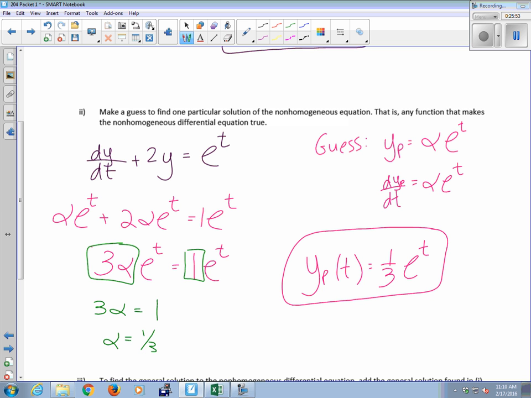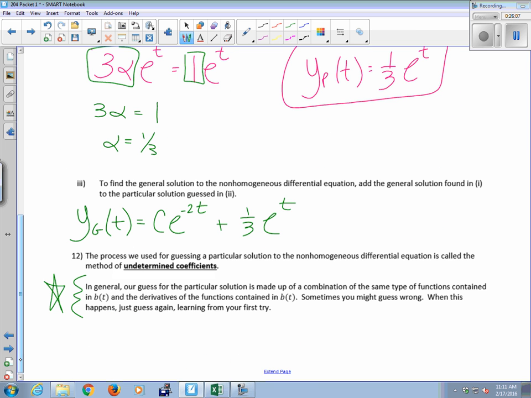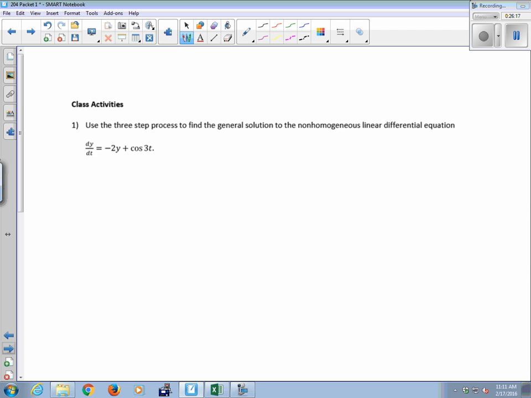But if my b of t had been sine of t, my guess would have been alpha sine of t plus beta cosine t. You want to use the function that shows up and its derivative. Sometimes you might guess wrong. When this happens, just guess again, trying to learn from your first try. All right, try some.